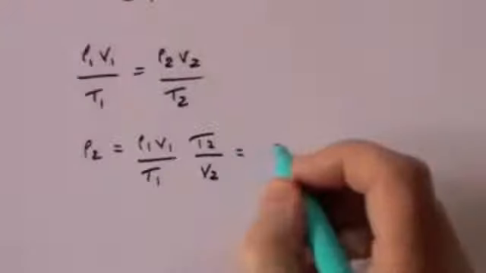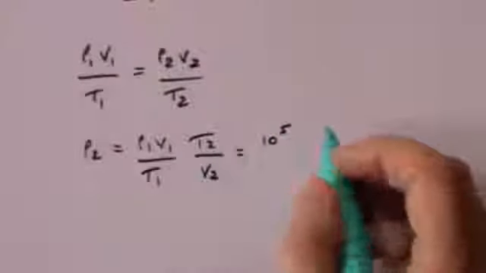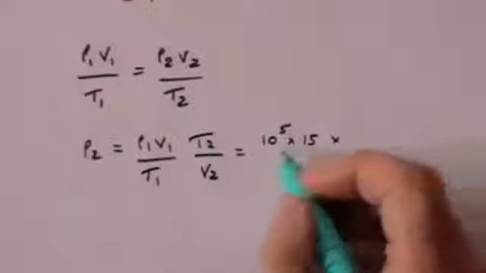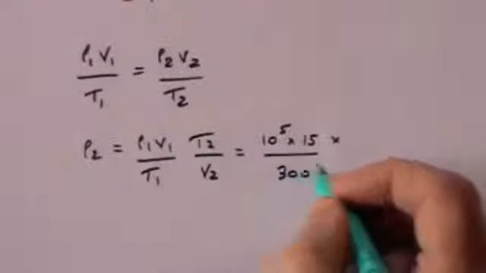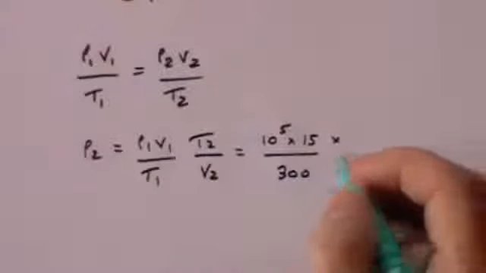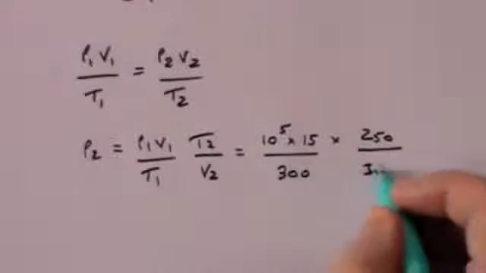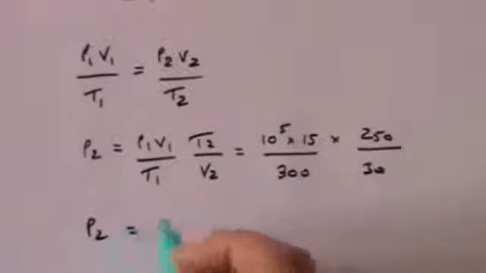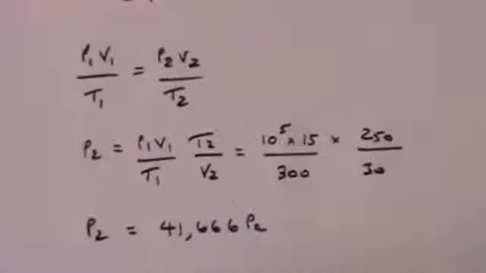And we're told that P1 is 1 times 10 to the 5th, V1 is 15 meter cubed, and T1 was 300 K. And then at height, T2 we're told is 250 K, and V2 was 30 cubic meters. And if you put that into a calculator, I think you'll find that P2 is equal to 41,666 pascals. So a dramatic reduction in pressure.